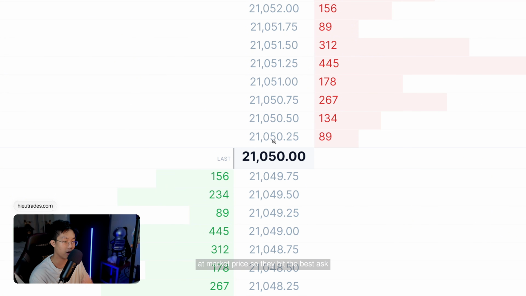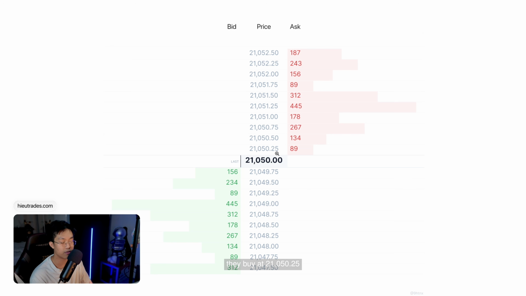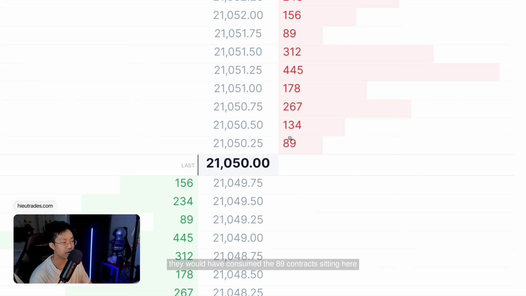So they hit the best ask. They buy at 21050.25. Assuming the buy order is more than 89 contracts, they would have consumed the 89 contracts sitting here. So 89 contracts gone and consumed. So the sellers who placed limit orders at this level have been fulfilled by the aggressive buying participant who bought at the best ask price.